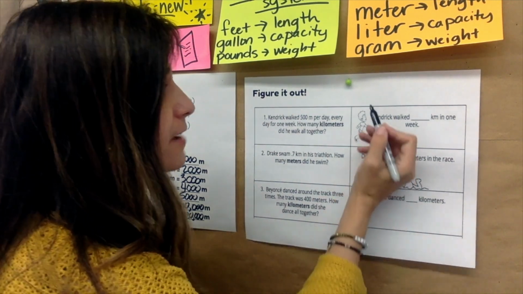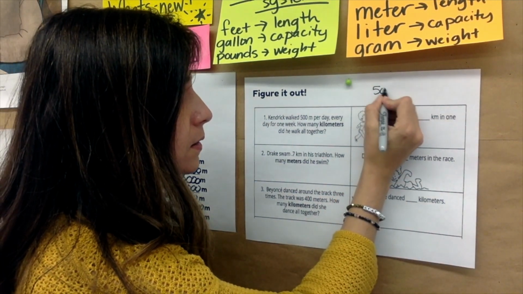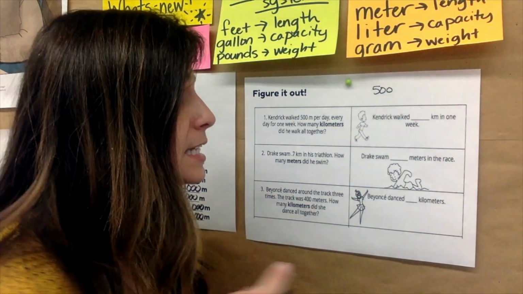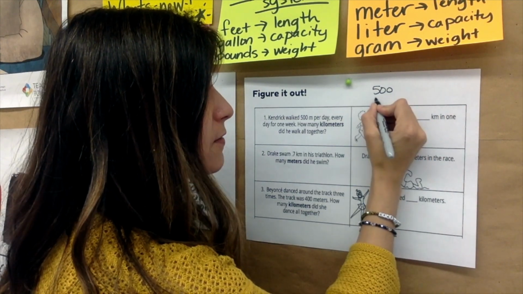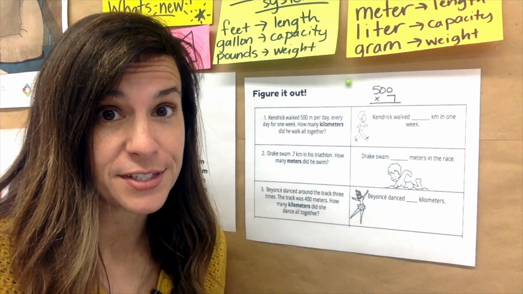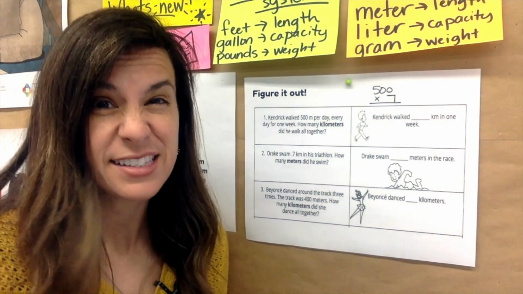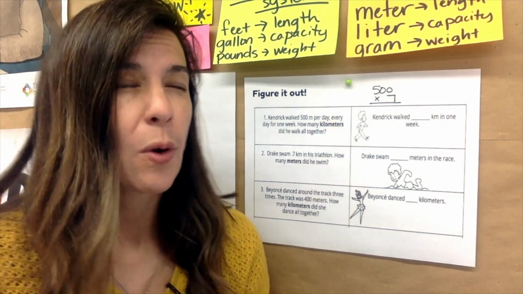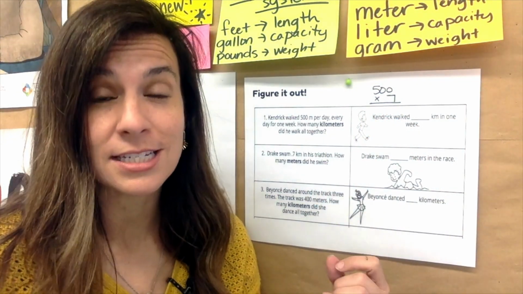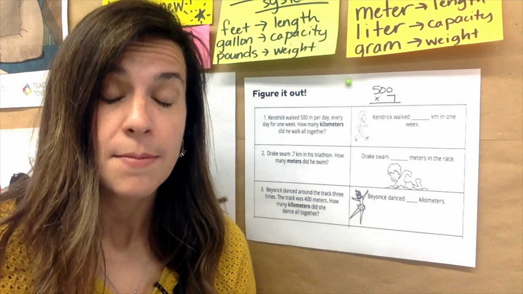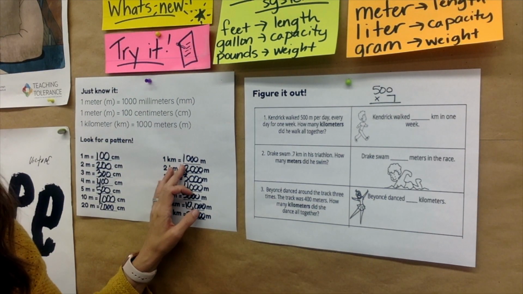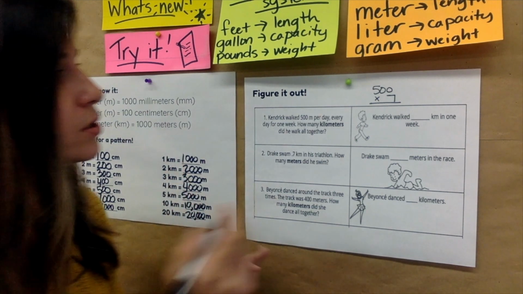So we have 500 per day for 1 week, and we know there are 7 days in the week, so that's times 7. How many kilometers did he walk altogether? I think instead of doing a multiplication problem here, what makes sense to me is to make a tape diagram where I put 500 7 times, and then I can group them because I know on my conversion chart that 1 kilometer is 1,000 meters.